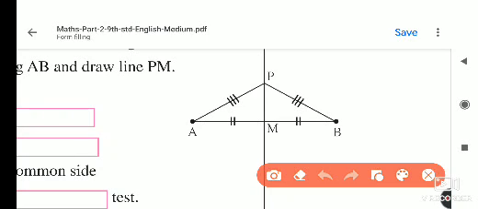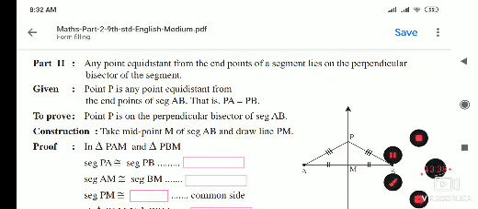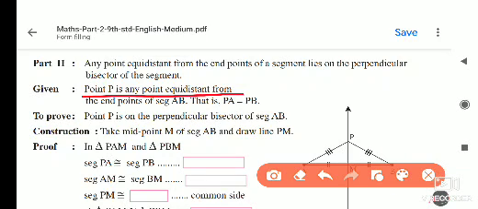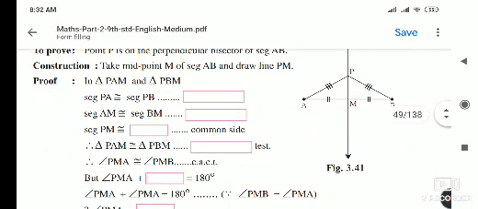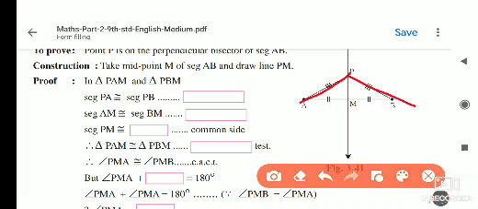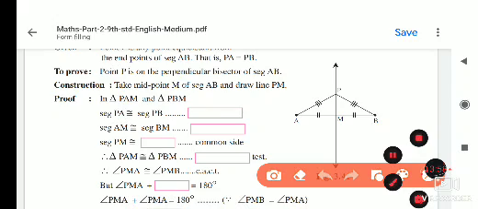So here also we have to show that triangle PMA is congruent to PMB and each angle is 90 degrees. For that, steps are given. First of all, the given: point P is any point equidistant from the endpoints of AB, so PA is equal to PB. They are equidistant from the endpoints of the segment. So it is the given part. In the above theorem we had to prove this, but here it is given.